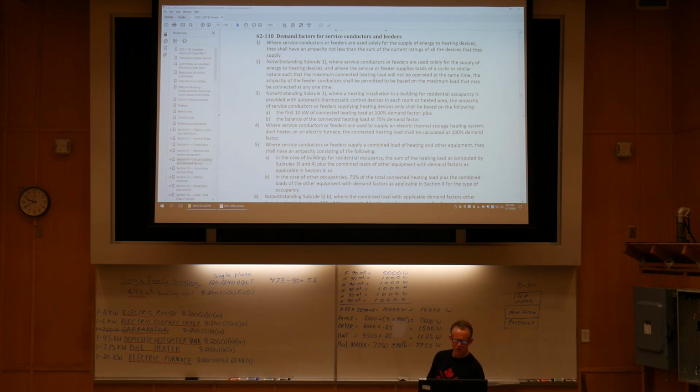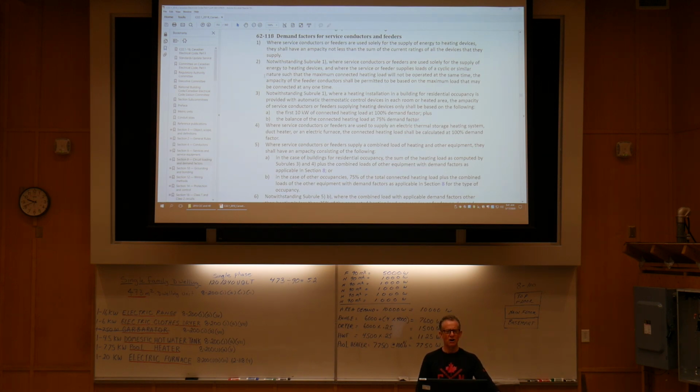62-118, demand factors for service conductors and feeders. So the first rule says, where service conductors or feeders are used solely for the supply of energy to heating devices, they shall have an ampacity not less than the sum of the current rating of all devices that they supply. Well, that would say then that that goes in at 100%. But we have to read on. You always have to carry on before you make your first determination. So subrule 1 says goes in at 100%.